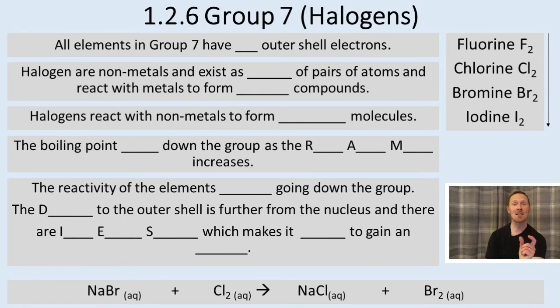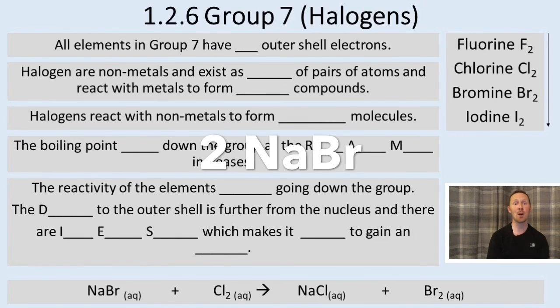In order to balance this equation, we've got to notice that on the left-hand side there's 2 chlorine atoms, Cl2. And on the right-hand side there's 2 bromine atoms, Br2. So what you need to do is put a 2 in front of the NaBr and a 2 in front of the NaCl. So the balancing is 2 NaBr plus Cl2 produces 2 NaCl plus Br2.